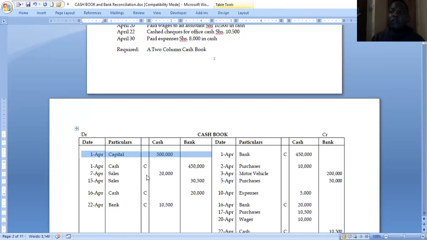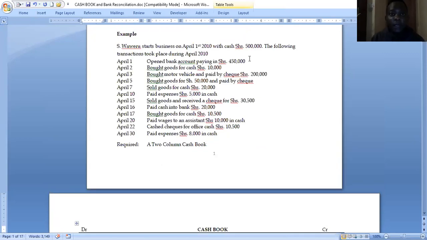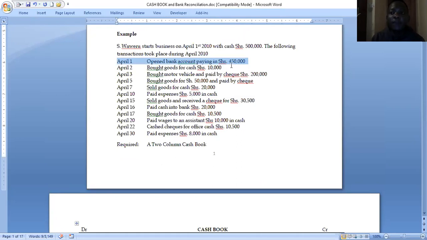And then we move on to the second transaction highlighted there, that he opened a bank account and paid in 450,000 shillings. So which two accounts here? In this case, we have the cash account and the bank account. He's taken the cash that he has in the business and deposited it in the bank. So the cash account will decrease by 450,000 shillings, and the bank account of the business will increase by 450,000 shillings. Therefore, cash account will be credited, bank account will be debited.